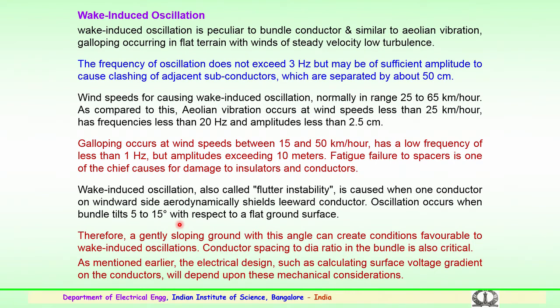The conductor spacing to diameter ratio in the bundle is also very critical, that is, how a proper choosing of the bundle conductor with the dimension of the conductor is a very important aspect, which has been mentioned earlier. The electrical design, such as calculating the surface voltage gradient on the conductors, will depend upon this mechanical performance of the conductors in the transmission system.